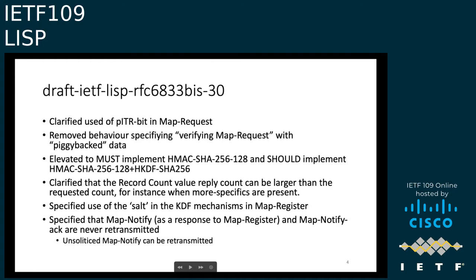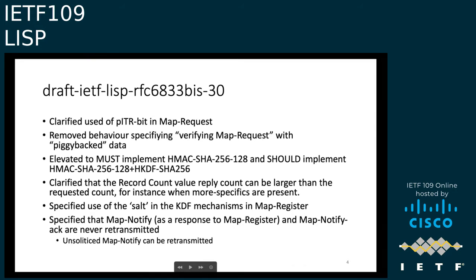And then the control plane has more changes. We have removed a bunch of text related to verifying map request, of what was the use, some specification of what you should do when you receive piggyback data on the map request, and we have removed pretty much all the text related to that. We have also elevated a must and a should for the different crypto suites for the map register. Then we have also clarified that the record count can actually be larger than the requested count, because you may have more specifics. Also specified better the use of the salt in the KDF mechanism because it was not clear how to use it for different messages.